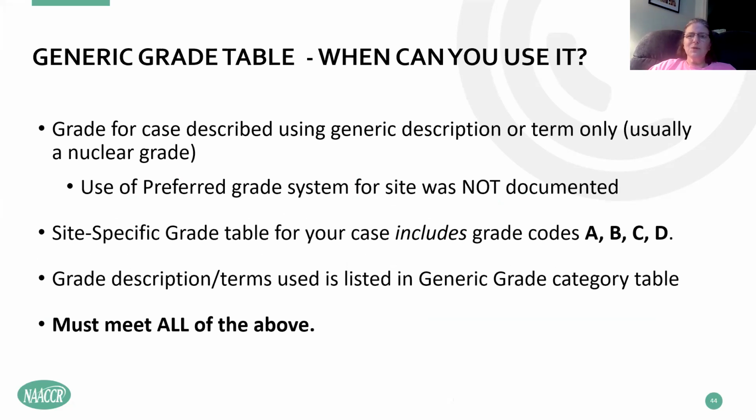The generic grade table, when can you use it? The grade for the case is described using a generic description or term only, usually a nuclear grade, and the use of the preferred grading system for the site was not documented. So if you're looking at a site-specific grade table and you have grade codes A, B, C, and D, then you can use the generic grade table. And you must meet all of the above criteria here.